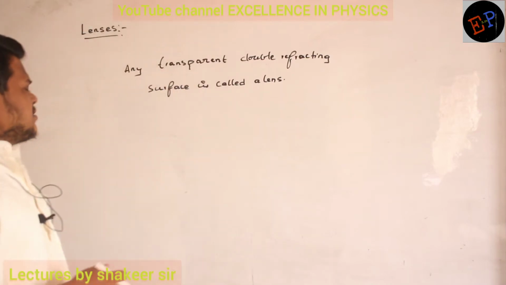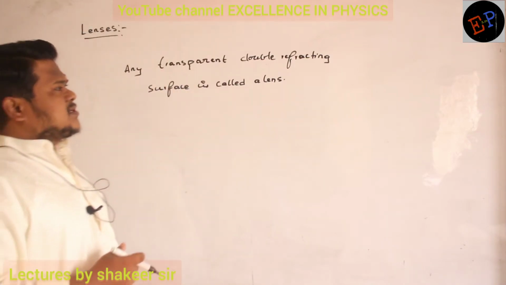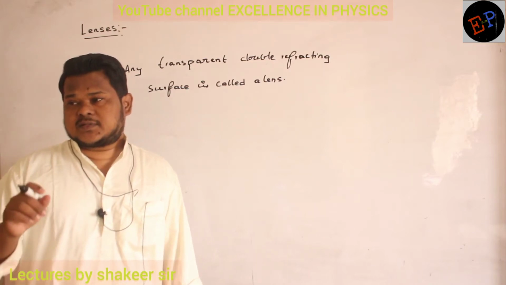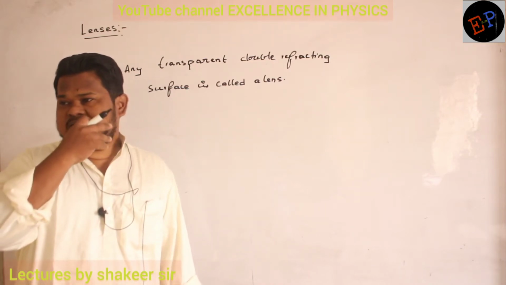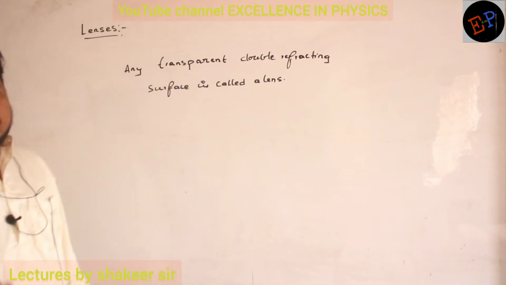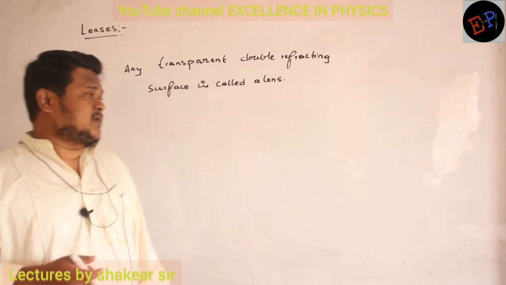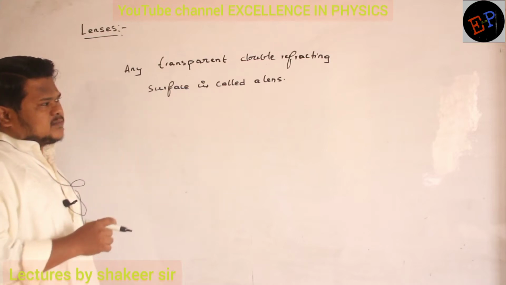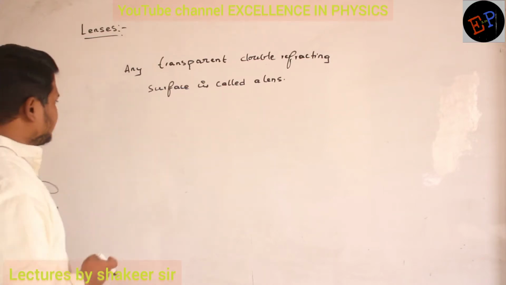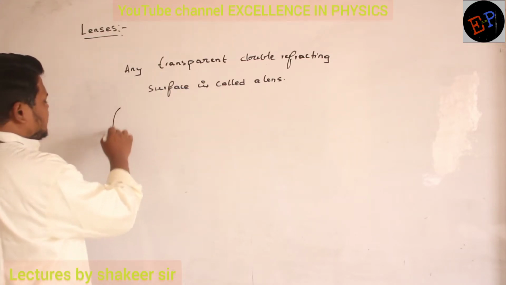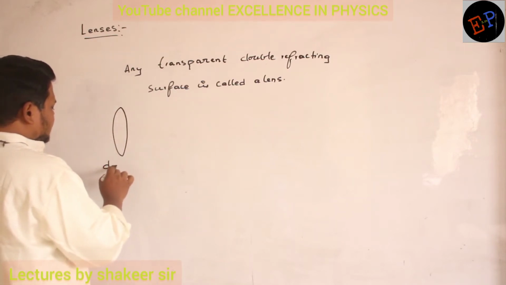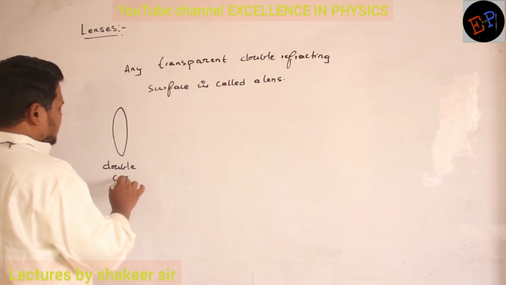So there are many types of lenses, ma. Convex lens, concave lens, concavo-convex lens, convexo-concave lens, single plano convex lens, double plano convex lens, single plano concave lens. Many types of lenses are there. But at NEET level, we are studying only 3 or 4 types of lenses, ma. For example, what is this kind of lens? This is called a double convex lens.